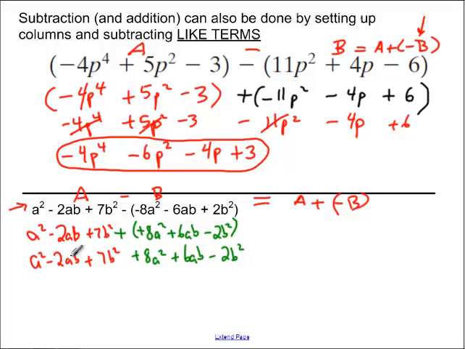Here's my a squared. I've got 1a squared plus 8a squared gives me 9a squared. ab and ab are the like terms. Minus 2ab plus 6ab is plus 4ab. And plus 7b squared minus 2b squared gives me plus 5b squared. And there's the answer that you should have gotten.